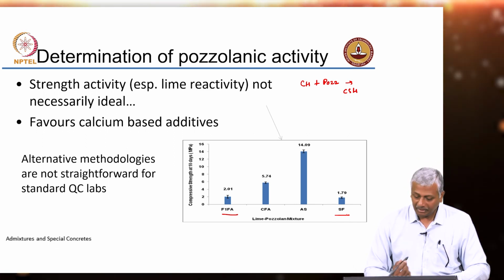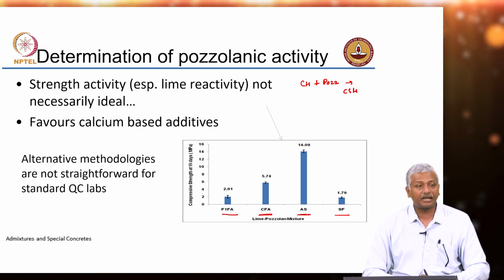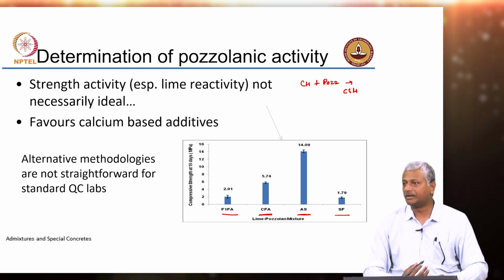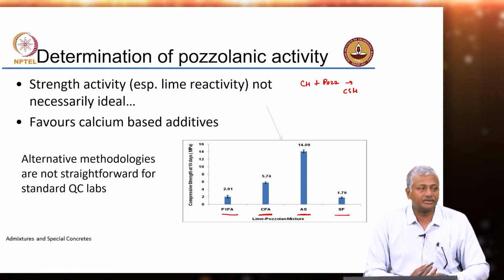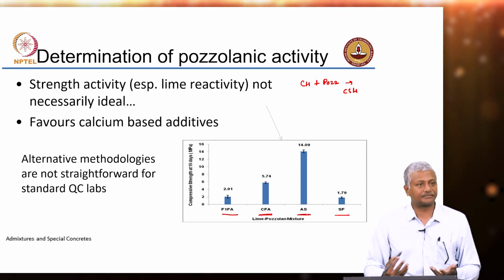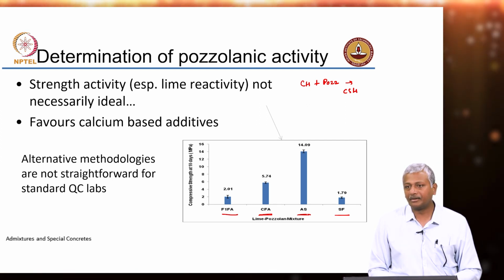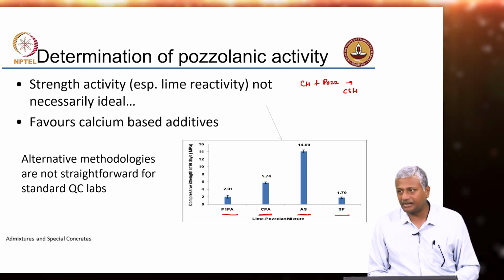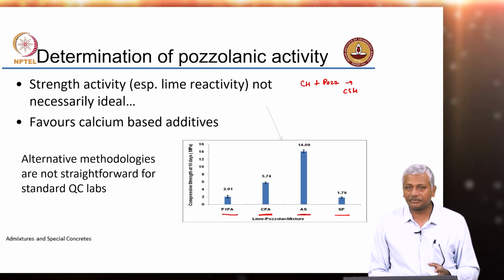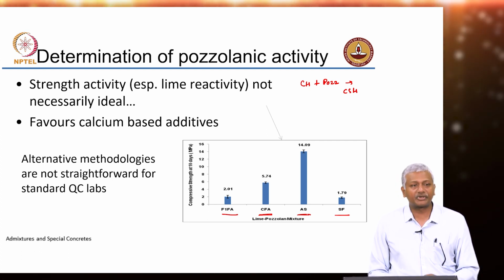But for type C fly ash and for slag, the lime reactivity obtained using the same lime reactivity test was significantly high and was able to meet the standard level. And that shows that it seems to favor the systems which already have a high amount of calcium present in them, but it does not reflect the reality of a cementitious system. Okay. So, there are alternative methodologies prescribed, but they are not as straightforward for standard QC labs.